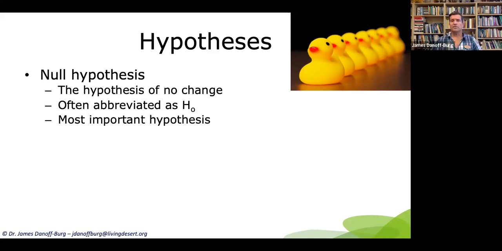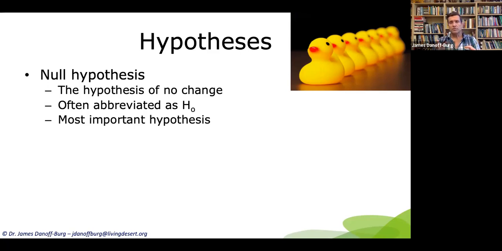So a null hypothesis, null is, I think, Latin for zero. And null actually might be a term even that you use for zero in many areas of the world. So often we abbreviate this as capital H, for hypothesis, with a zero as a lowercase subscript after that H.